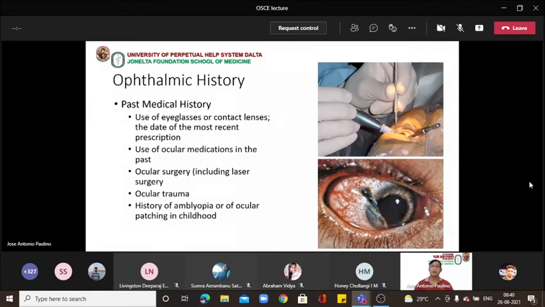So please make sure that you ask their ocular history and also medications. Surgeries, including laser surgery, might confound your findings, so please make sure that you elicit it always. Also, a history of trauma could cause blurring of vision and corneal warpage, and also the history of amblyopia or of ocular patching during childhood, because this may be the reason why you can see the patient not improving even if you give the optimal glasses or prescription. It's because the patient developed lazy eye or amblyopia. So it's very important for you to ask that.